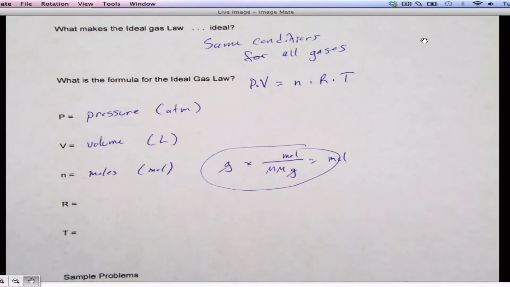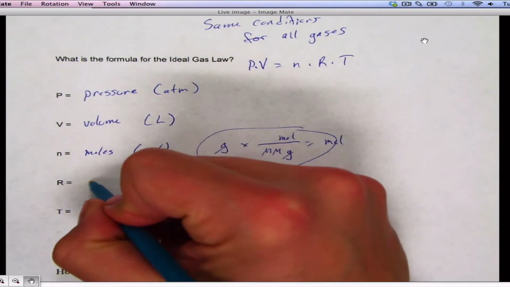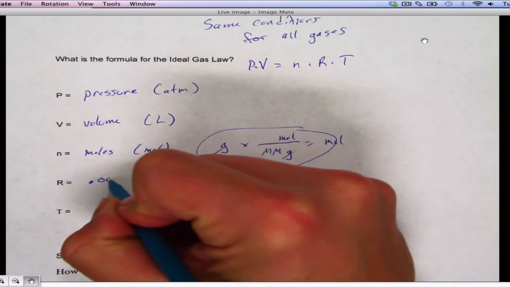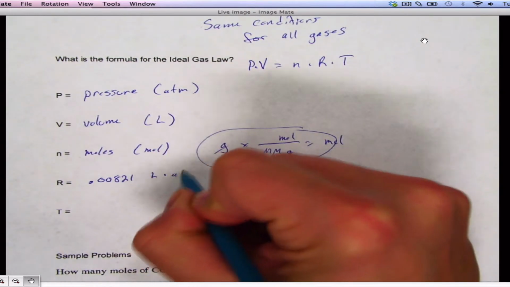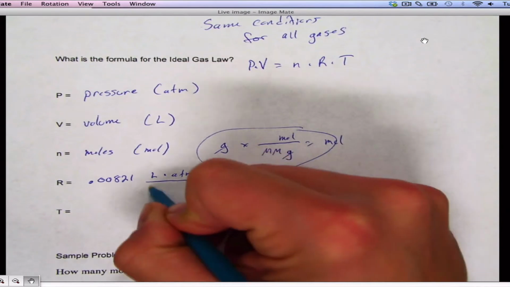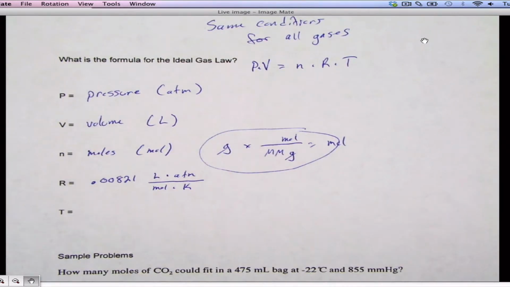R is a constant, all right, meaning that it never changes. For us, we're going to use 0.00821, and the label is liters atmospheres over moles times your kelvins. So R is a constant, it always stays the same. Whenever you see the R, that's the number you have to put in.